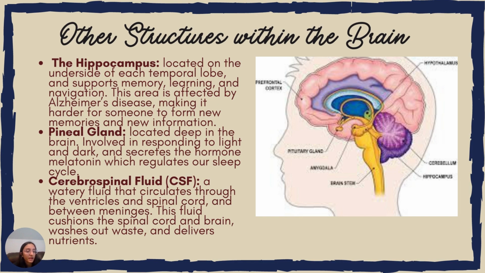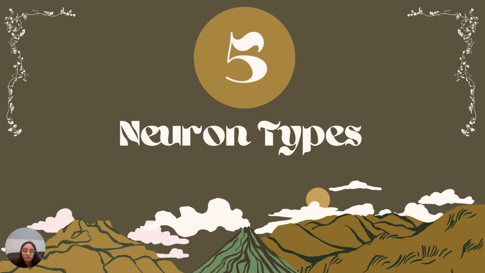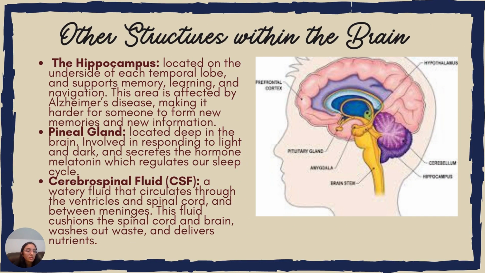The ventrices of the brain manufacture something called cerebrospinal fluid. The CSF is a watery fluid that circulates through the ventrices and spinal cord and between meninges. This fluid cushions the spinal cord and brain, washes out waste, and delivers nutrients.